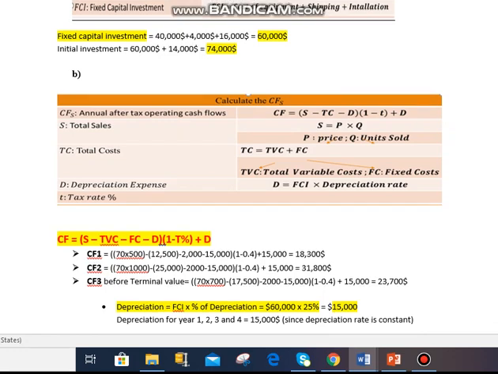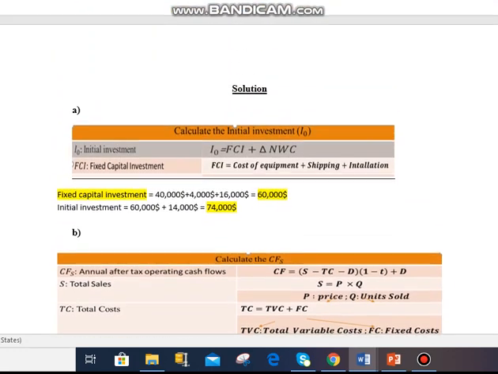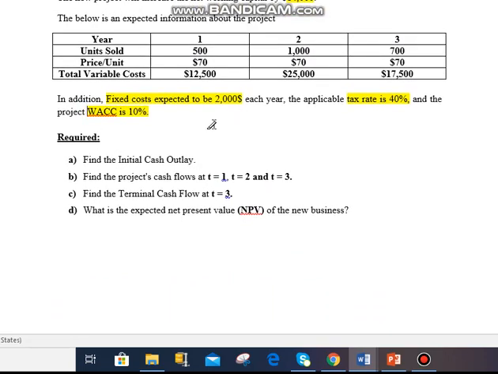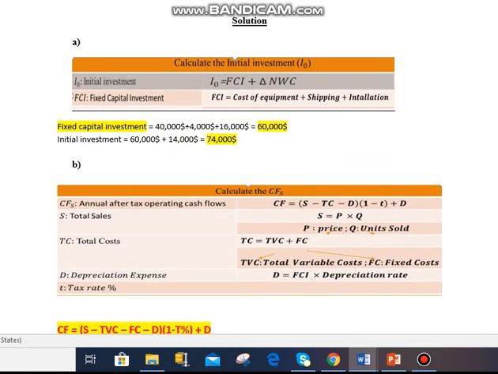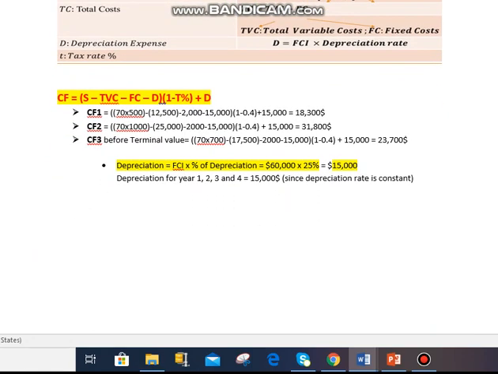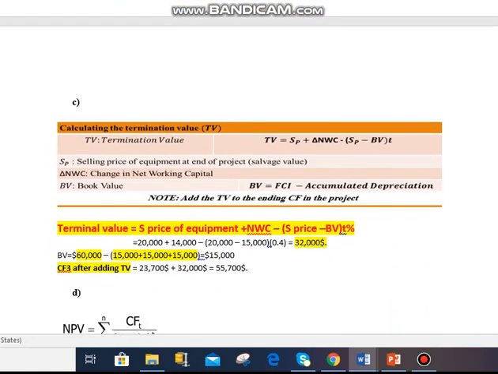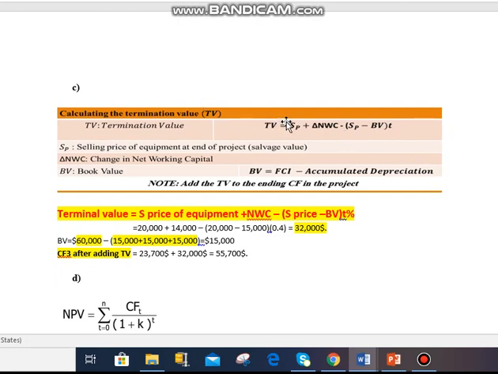Then in part C, we have to find the terminal cash flow at T3, which is the termination value when we sell the equipment at the end of the project. As we know, the termination value is equal to the selling price or the salvage value of the equipment at the end of the project, plus the change in net working capital, minus, between brackets, the selling price of the equipment minus the book value, multiplied by the tax percent.